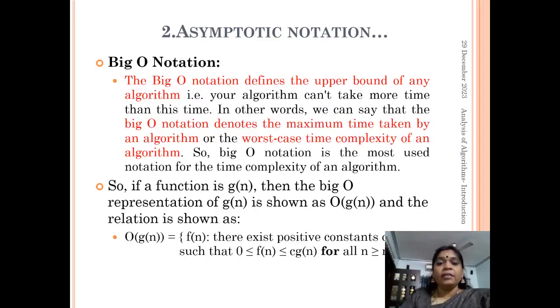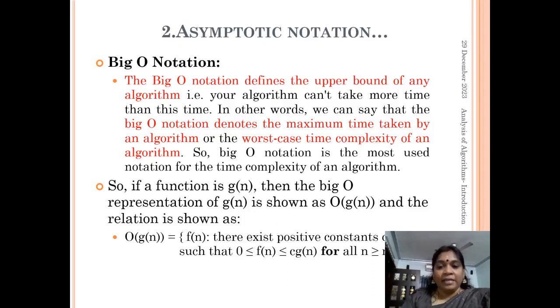The big O notation defines the upper bound of an algorithm. That is, our algorithm cannot take more time than what we are specifying here. In other words, big O notation denotes the maximum time taken by the algorithm, or simply, this is the worst case time complexity of an algorithm.